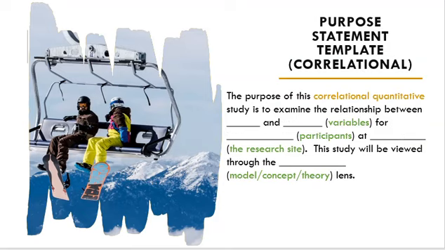Here's one for a correlational study. The purpose of this correlational quantitative study is to examine the relationship between blank and blank variables for put in the participants at the research site. The study will be viewed through the whatever lens you have.